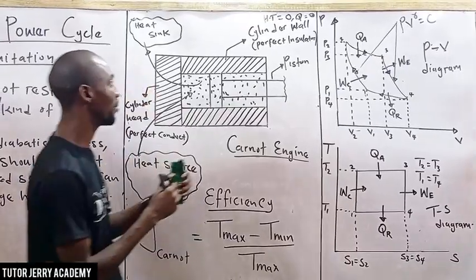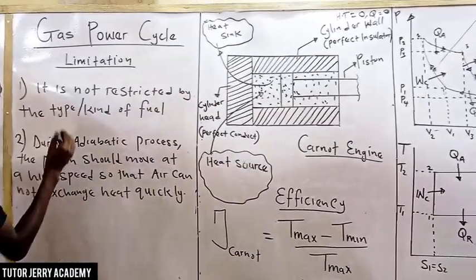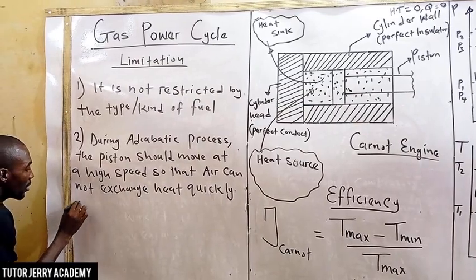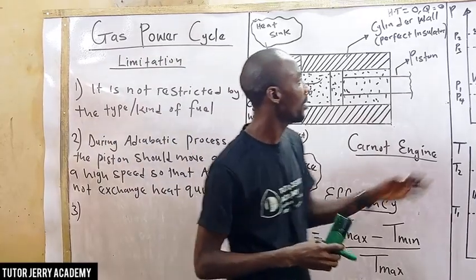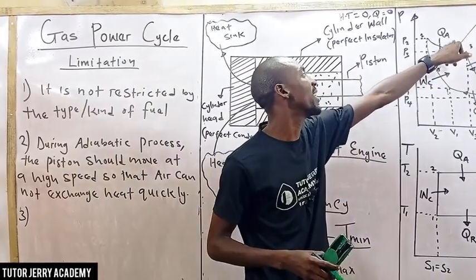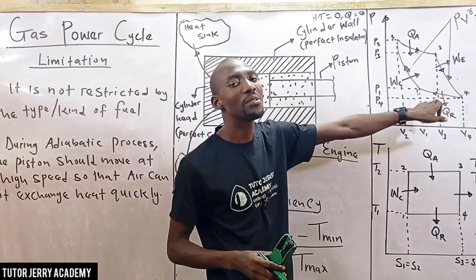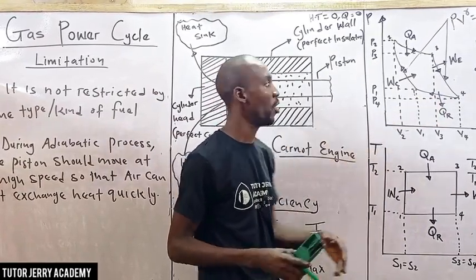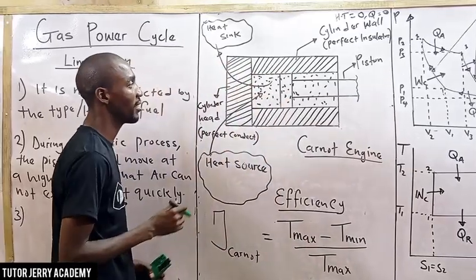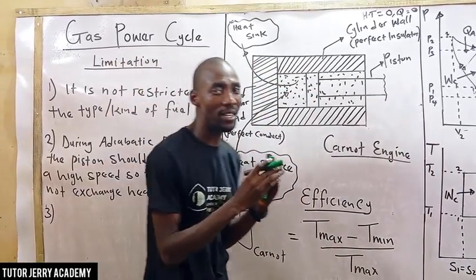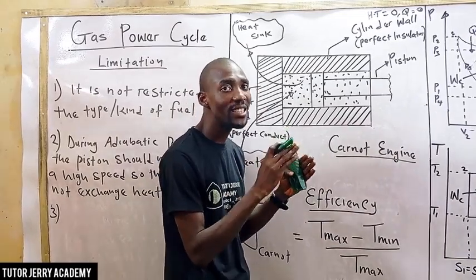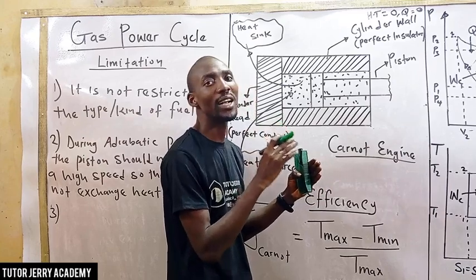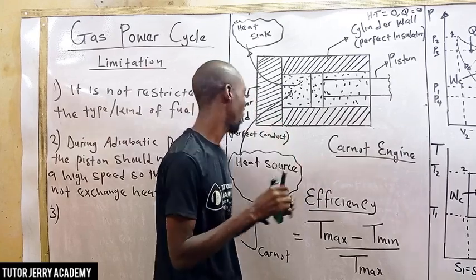All right. So now the third one is during isothermal process. We have isothermal process for the heat addition, and we also have isothermal process for the heat rejection. During this process, the piston should be made to move as slowly as possible so that temperature cannot change quickly. All right, so let's write that.